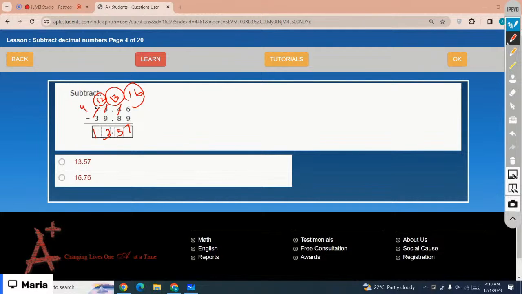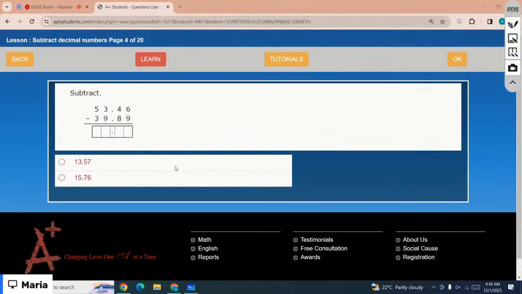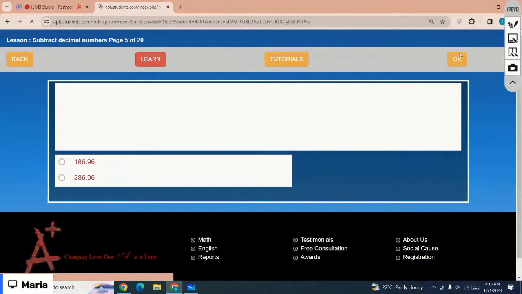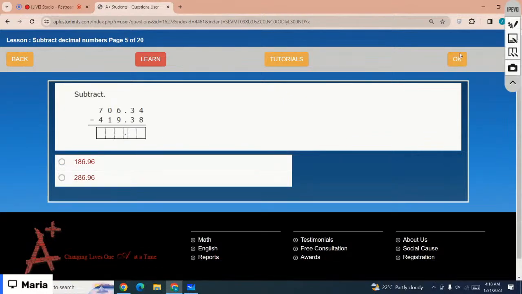Always subtract a smaller number out of the greater one, right? Whenever you have a smaller number, you need to borrow from the next digit. That is 13.57, right? Okay, the next one is 706.34 minus 419.38, which is the correct option?